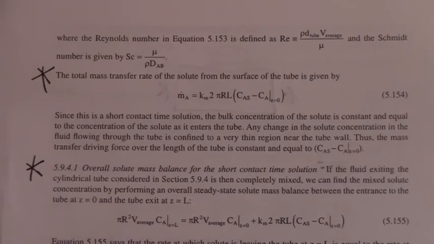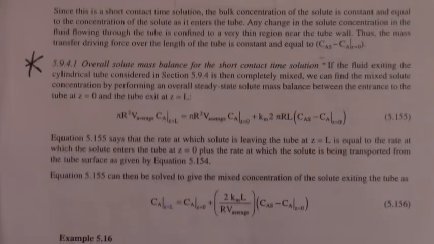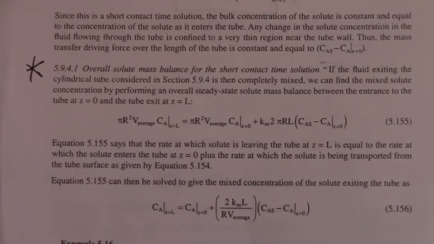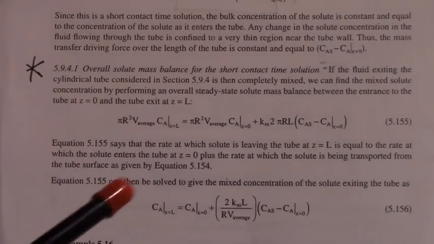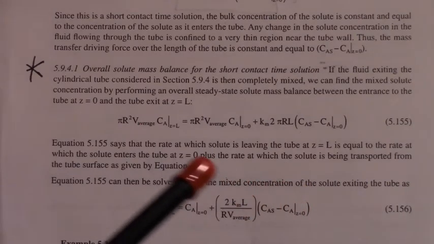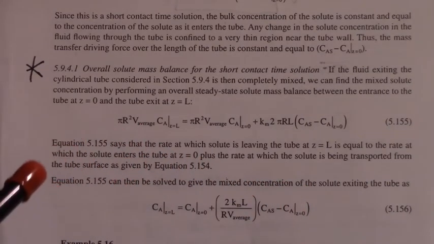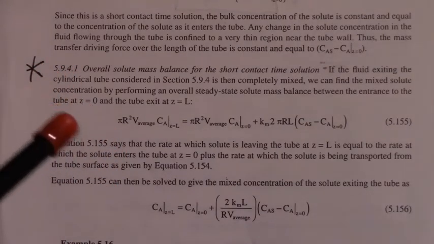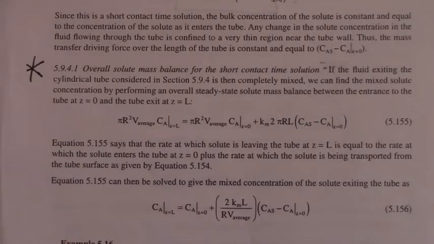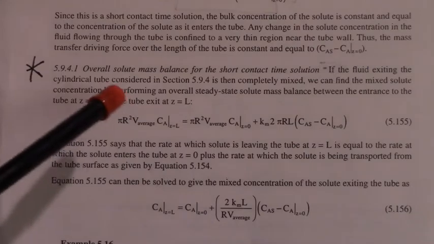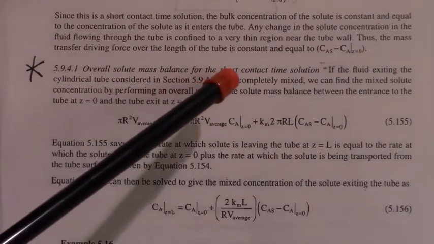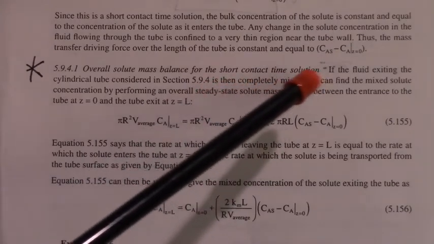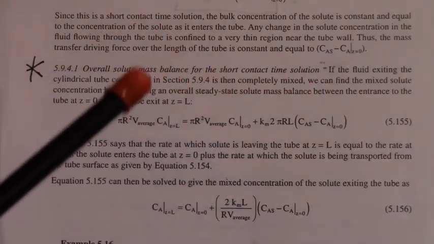Now the overall solute mass balance, usually in these kinds of problems, what you're interested in finding is what's the concentration of my solute exiting the tube. So in other words, maybe I've got plasma entering a hollow fiber unit, it's got 10,000 tubes. I want to know what my solute concentration is going to be as the fluid leaves this hollow fiber unit based on diffusing solute from the surface of the fibers. So to find that exiting concentration, we have to do an overall solute mass balance. In this case, it's applied to the situation of the short contact time.